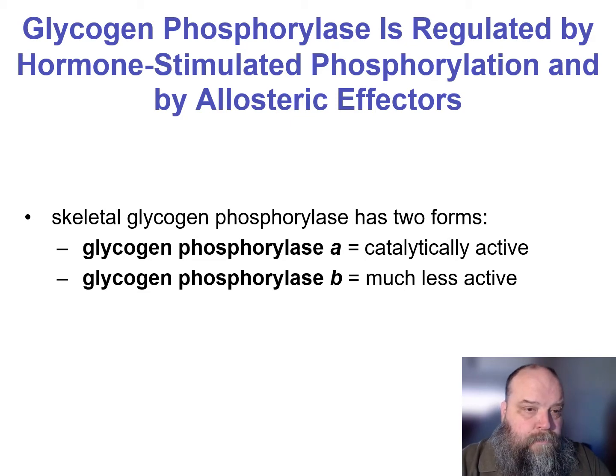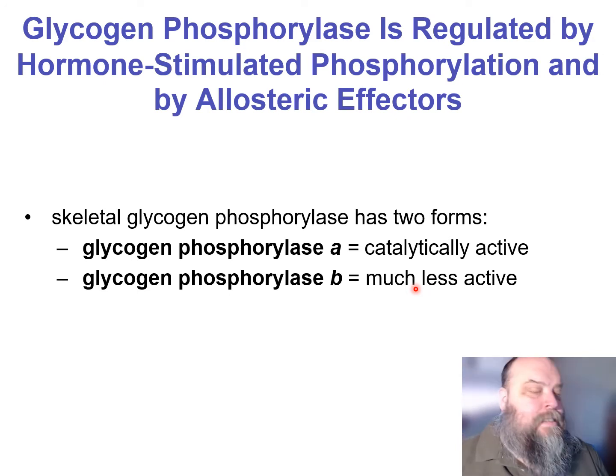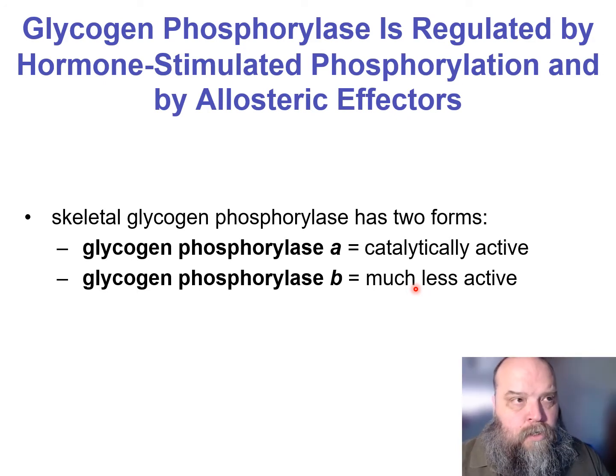is caused by an enzyme known as glycogen phosphorylase. Thing is, glycogen phosphorylase itself comes in two forms, A and B. A is catalytically active. B, much less. Okay, it is active still, but its kinetic rate is greatly reduced compared to A.